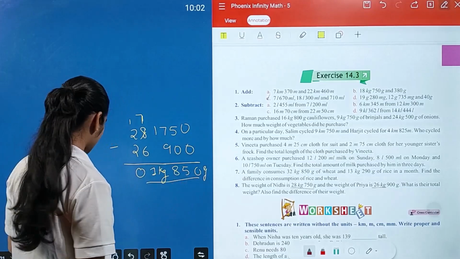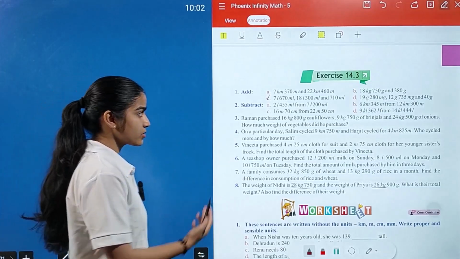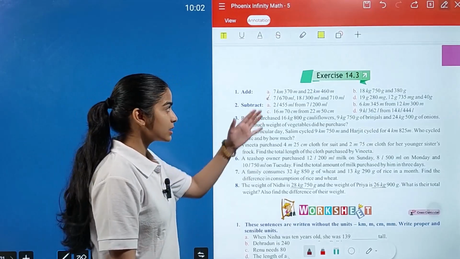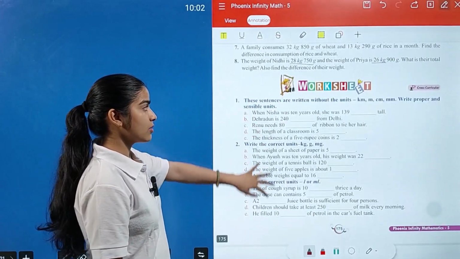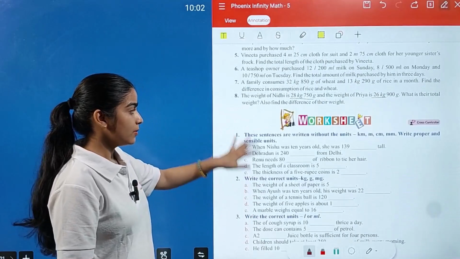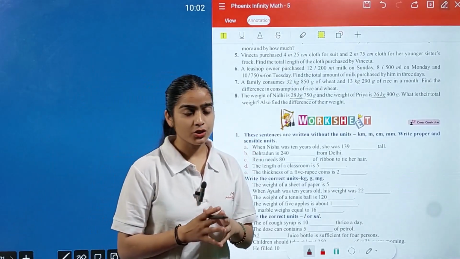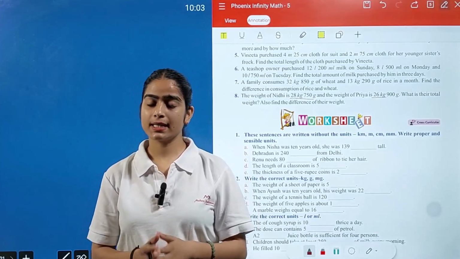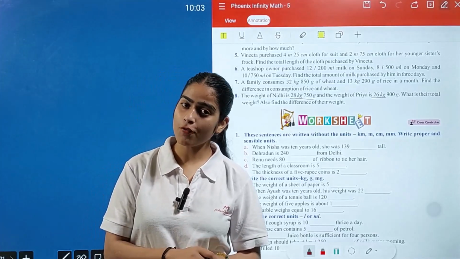So that's it. So in same way you can do rest of the questions left by me in exercise 14.3. After this you have your worksheet. So in worksheet you have your combinations of questions which we already did in our exercise. After this is the end of your chapter.